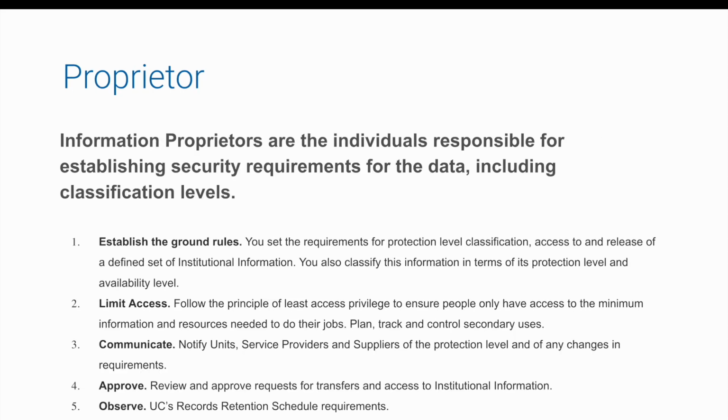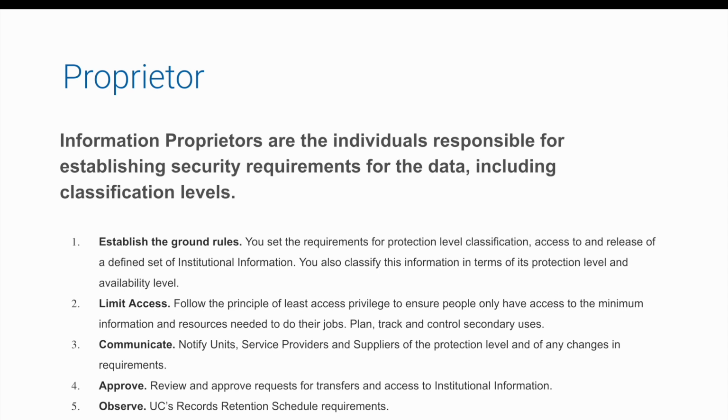Next, let's take a look at roles and responsibilities of a proprietor. Information proprietors are the individuals responsible for establishing security requirements for the data, including classification levels. In addition to becoming familiar with IS-3, your key action items include: 1. Establishing the ground rules. Proprietors set the requirements for protection level classification, access to, and release of a defined set of institutional information. You also classify this information in terms of its protection level and availability level.